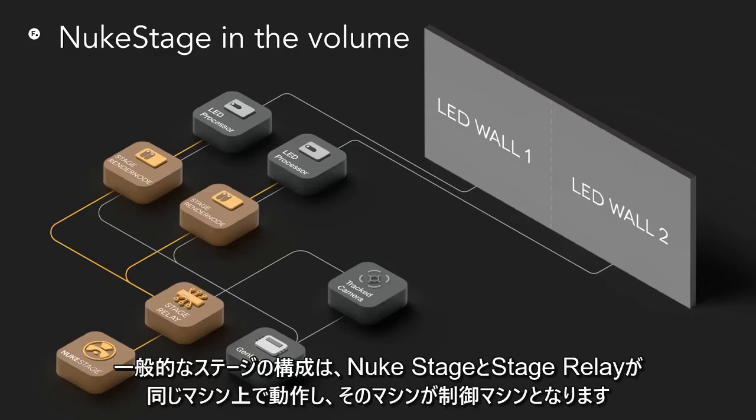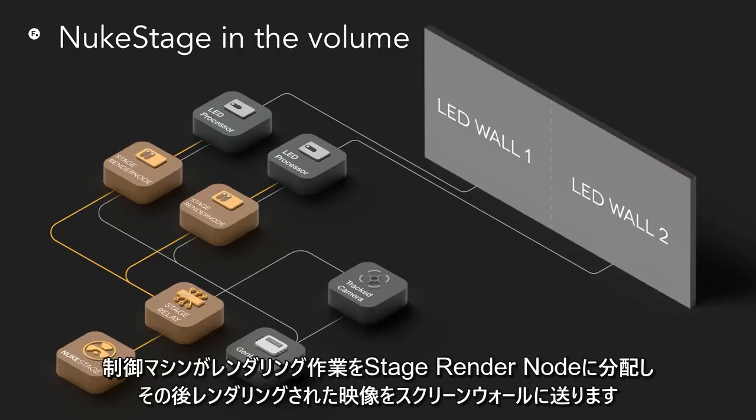In the typical topology for the stage, you would have Nuke Stage and the Stage Relay commonly running on the same machine, which would be your control machine. This would then distribute the renders between the Stage render nodes before sending that image onto the wall.